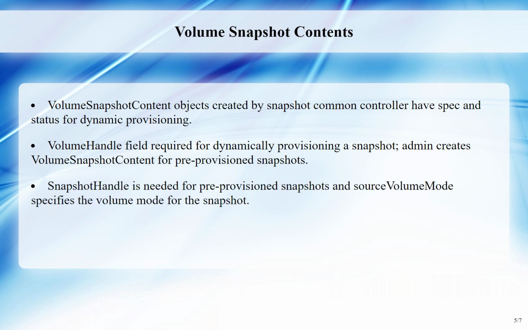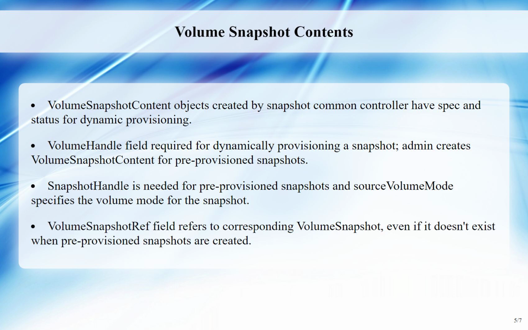The snapshot handle field is needed for pre-provisioned snapshots and specifies the unique identifier of the volume snapshot created on the storage backend. The source volume mode field indicates the mode of the volume whose snapshot is taken, either file system or block. The volume snapshot ref field is the reference of the corresponding volume snapshot, even if it does not exist yet when creating pre-provisioned snapshots.